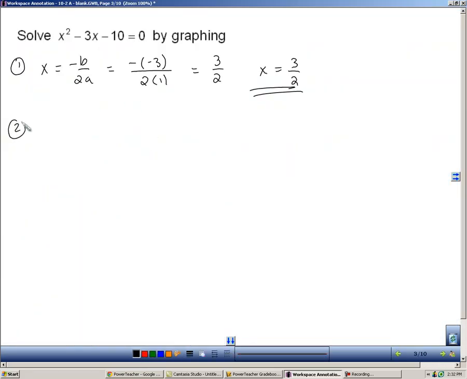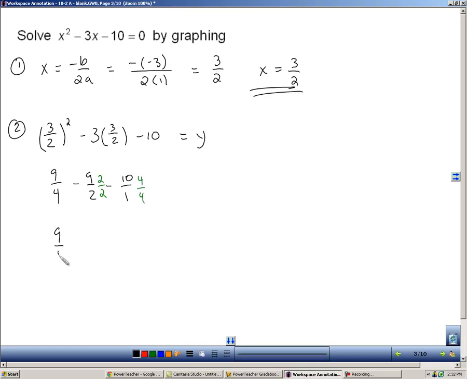Next thing I have to do is find the vertex, and we do that by plugging in the 3 over 2 for x and then solving it for y. So we're going to set it equal to y. And now we're going to solve this. And here's where it gets a little crazy. This is 9 over 4 minus 9 over 2 minus 10 over 1. And I make it a 10 over 1 so I can get a fraction here. Common denominator of 4, so I'll multiply this fraction by 2 over 2 and this one by 4 over 4. So we get 9 over 4 minus 18 over 4 minus 40 over 4.